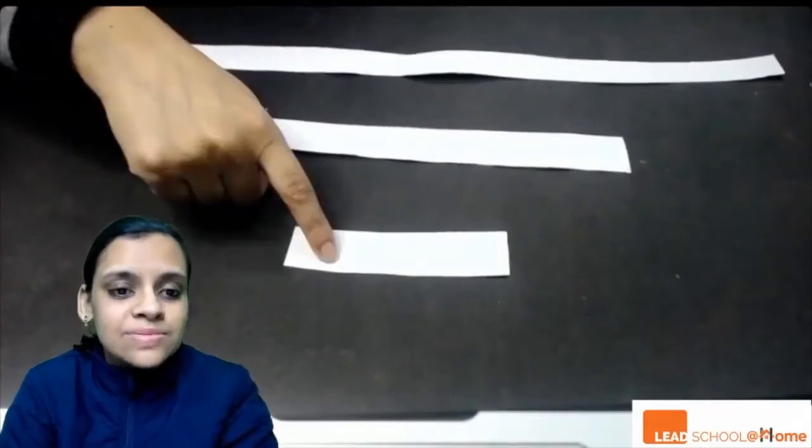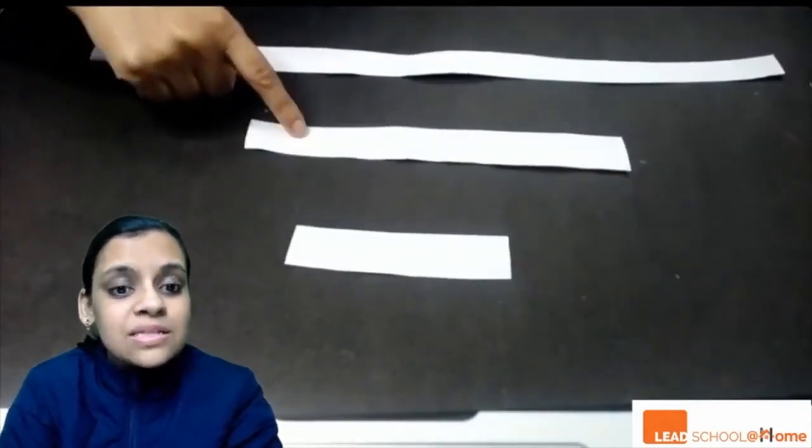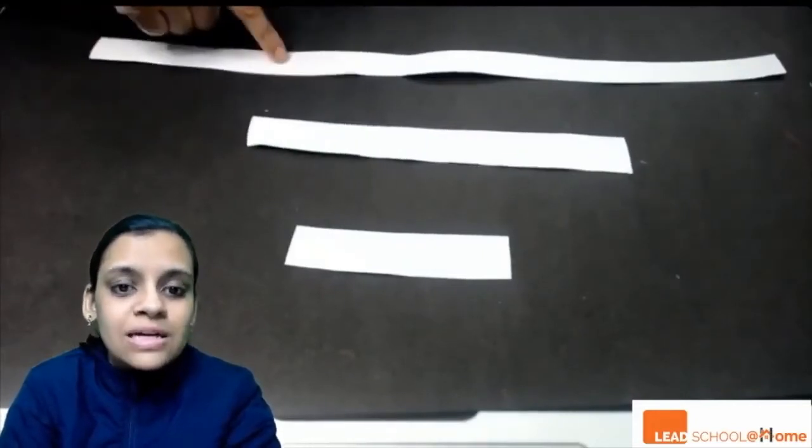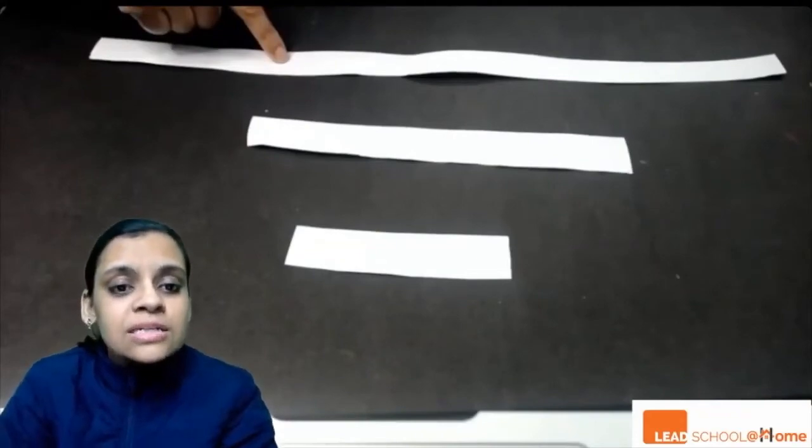Now let's see all the strips. This is 1 ice cream stick long. This is 2 ice cream sticks long. And this one is 4 ice cream sticks long. So dear children, now what do you think? If any other person measures with this ice cream stick, will the answer be different? No, because the ice cream stick size is fixed, and if any other person uses this ice cream stick to measure the same strips, the answer will be the same.